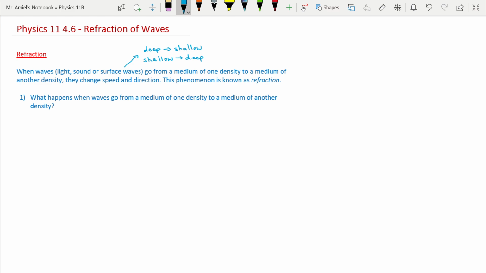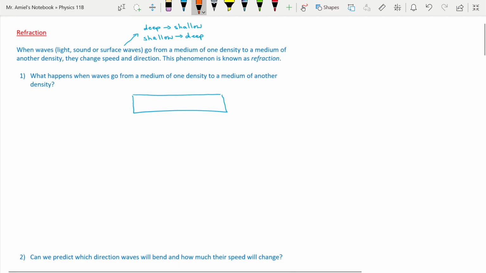waves. Okay, so our first question is, what happens when waves go from a medium of one density to a medium of another density? And to answer this, I'm going to introduce an analogy of people in a parade holding a banner. So let's imagine that we've got a banner and the banner is going to have some sort of statement. All right, and we're going to have 4 people holding this banner. They're happily marching along, holding the banner.